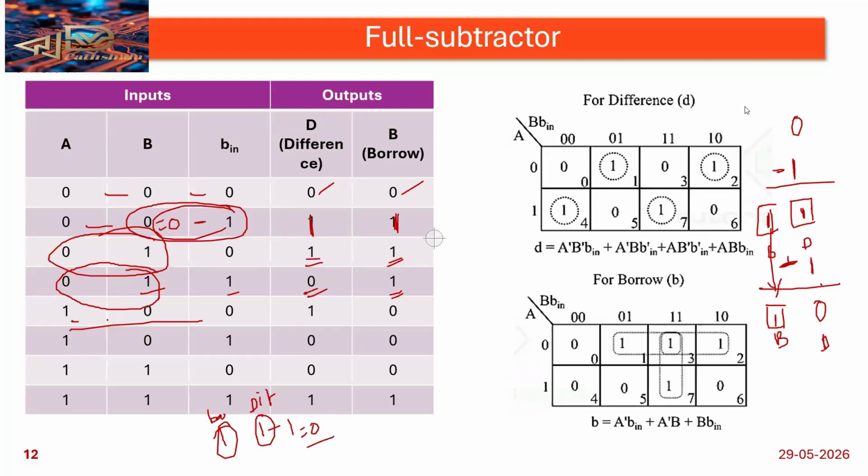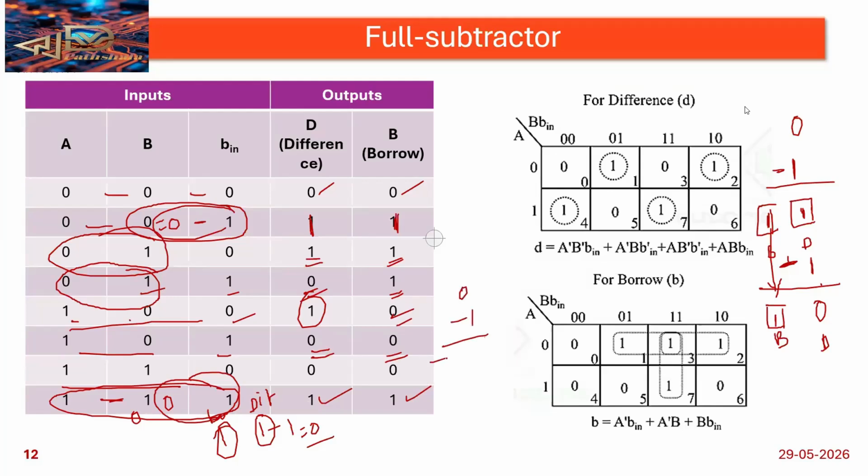Then there is no problem here. 1 minus 0 means difference is 1, borrow is 0. And 1 minus 0 is also no problem. 1 minus 1 also no problem, borrow 0, difference 0. But again here is another problem. 1 minus 1 means difference 0, borrow is also 0. But 0 minus 1 means again difference 1, borrow 1, because 0 minus 1 means again I need to get the borrow value 1 and add it here. This is 2, 2 minus 1, again difference is 1 and borrow is also 1. In this way I'm getting the 1 and 1.